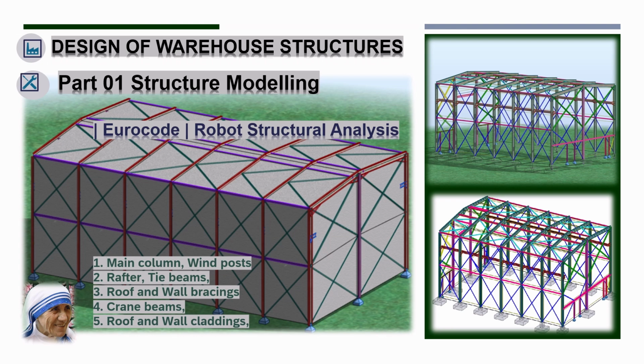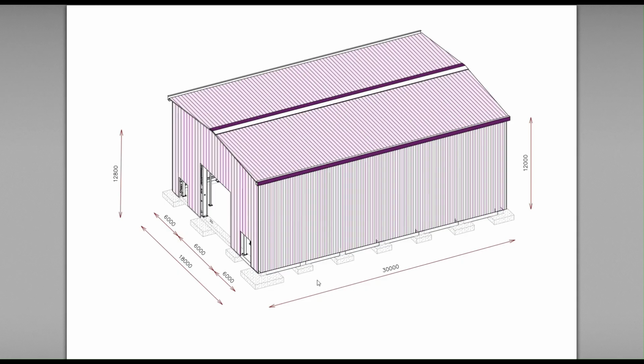So let me look into that model. You can see the 3D view of the warehouse building which we are going to demonstrate in this video. This has a 30-meter length and 18-meter width, with a 12-meter height from floor to the eave and 12.8 meters from floor to the ridge, which is shown in the dimensions on the left and the right. Also this length is going to be divided into 6 bays of 5 meters each, so that 5 into 6 is 30 meters, and in the width direction we are going to divide it into 3 bays of 6 meters each, so that 18 meters can be achieved.